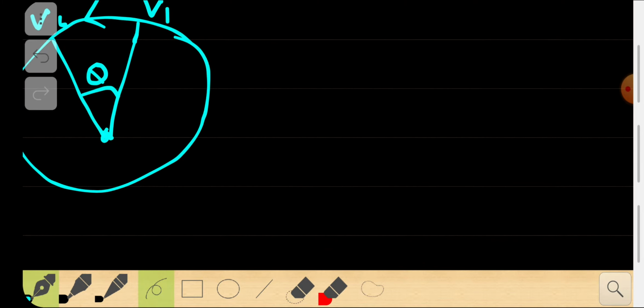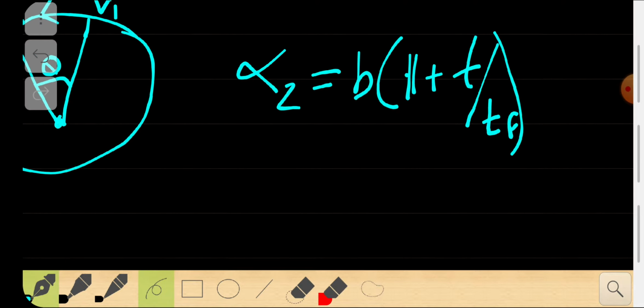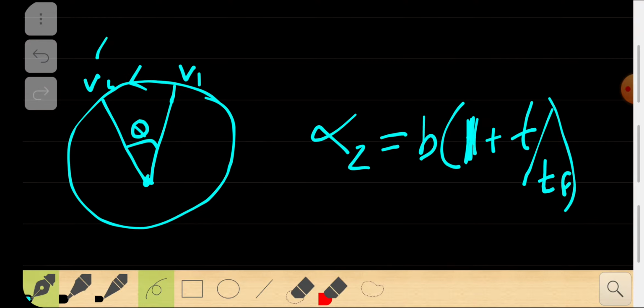So you can say that there is an angular acceleration alpha, which is given in this question as b times (1 plus t by tf), right? So t is the time, which is a variable, and tf is the final time here. So it's tf when it reaches t2. That's the question, and we need to find out the omega, we need to find out theta.